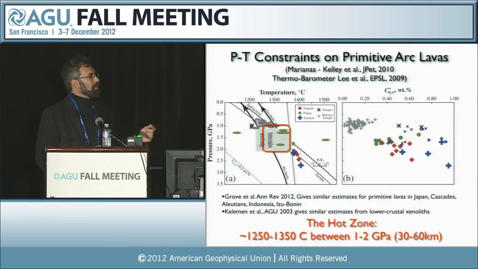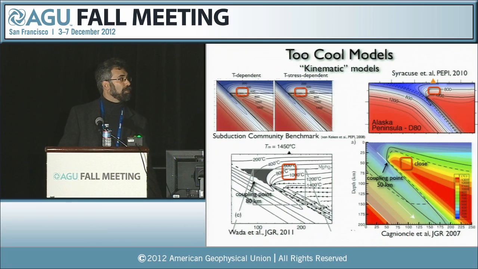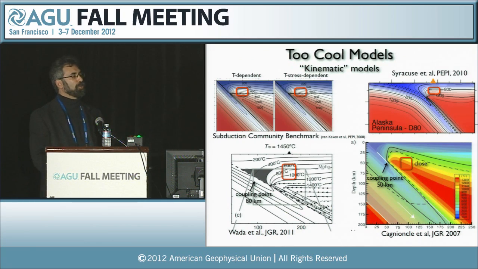Now, the problem is that you take this region and ask what it looks like in thermal models of subduction zones. Everything's just a little too cool. And these are cool models, don't get me wrong. They're very useful for lots of things, but it's very hard to get this. That region is outlined in red here, to get those temperatures that the magmas are saying.